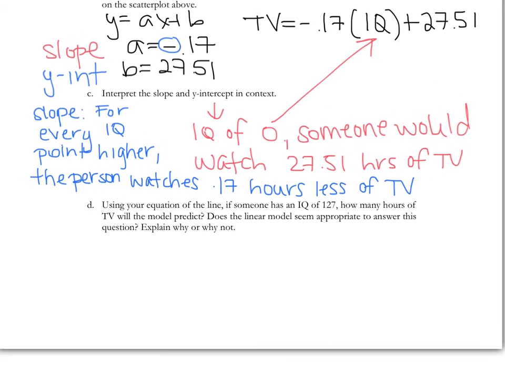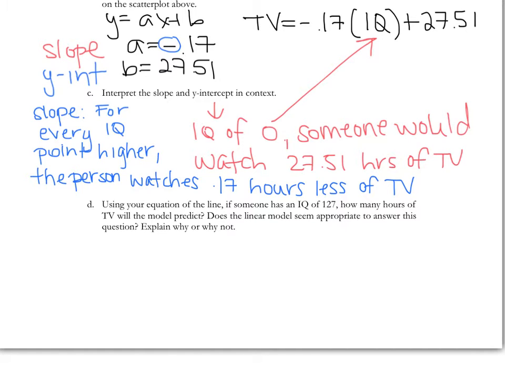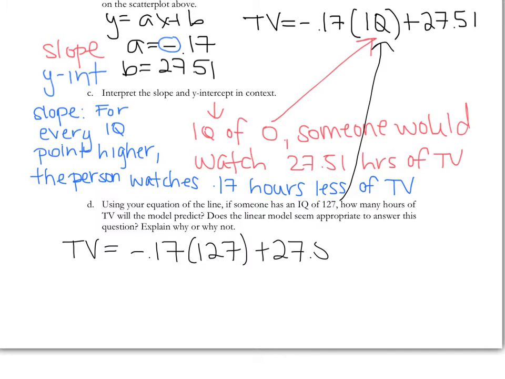So what I need to do is I need to plug in 127 for IQ. So I'm going to plug it in right up there. So TV equals negative 0.17 times 127 plus 27.51. Plugging that into your calculator and simplifying, you should end up with 5.92 hours of TV. That seems like a reasonable amount of hours to be watching.